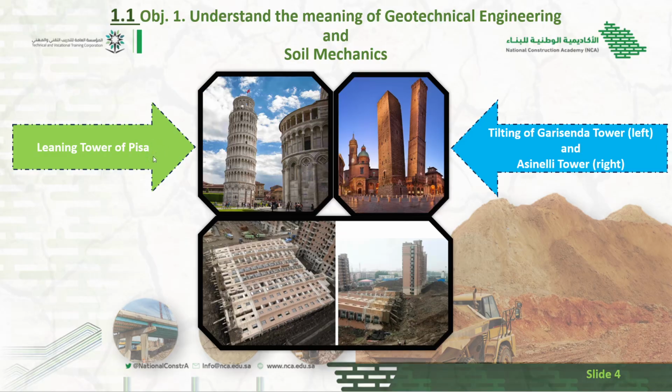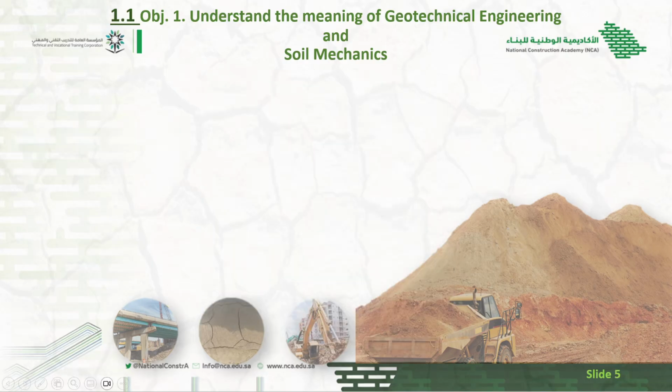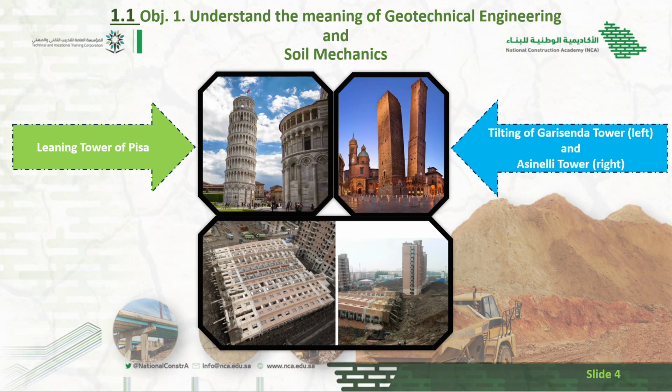Here are some examples, like the Leaning Tower of Pisa. You can see this was the tower. It was vertical before, but the soil underneath is not of good capacity. It does not have enough capacity to take the upcoming load. For example, the load is 100 kg and the soil has a capacity of 90 kg. So what will happen? It will settle till 90.